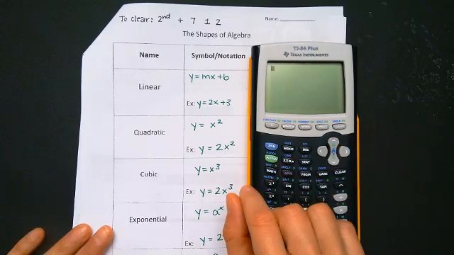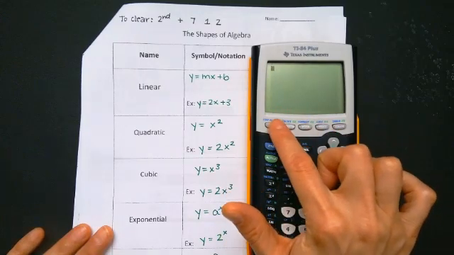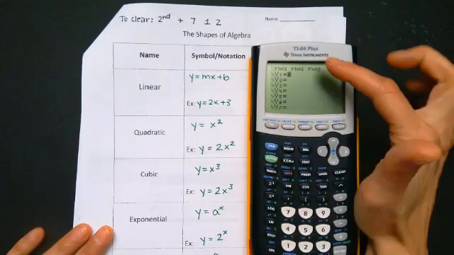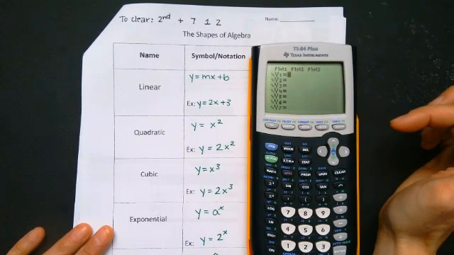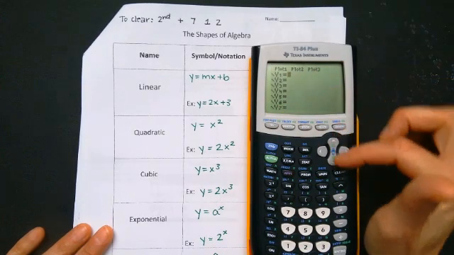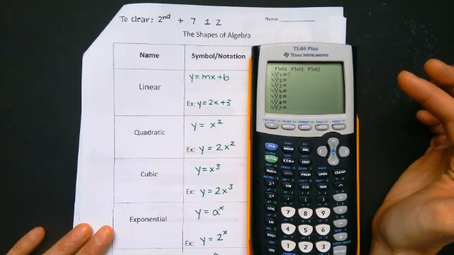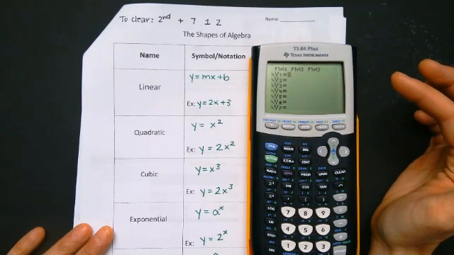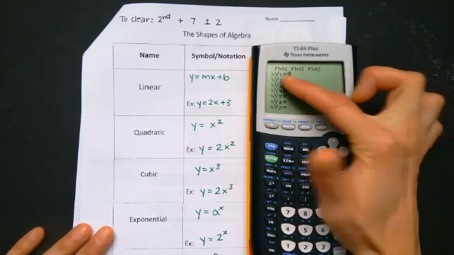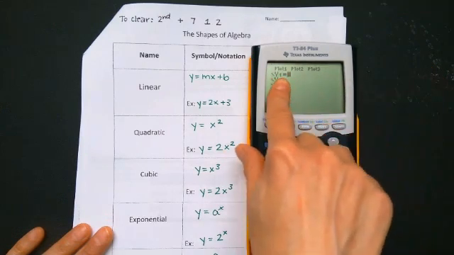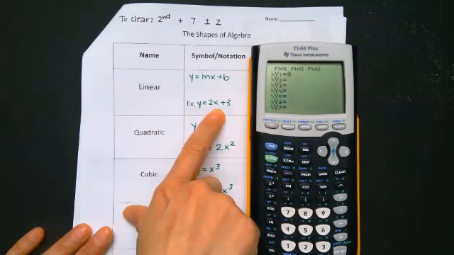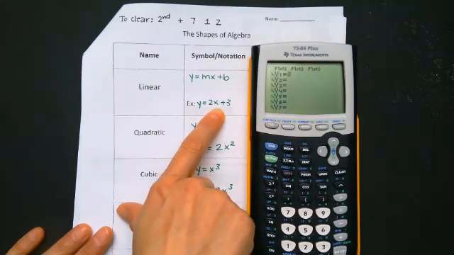You start by pressing y equals right here in the upper left. And you'll get a menu of y1, y2, y3, y4, y5. And if you keep going, there's more. That's how many different graphs you could put in at one time. But we're going to only put one. So it already says y1 equals. So what we do is we just type in the equation we want. We want 2x plus 3.